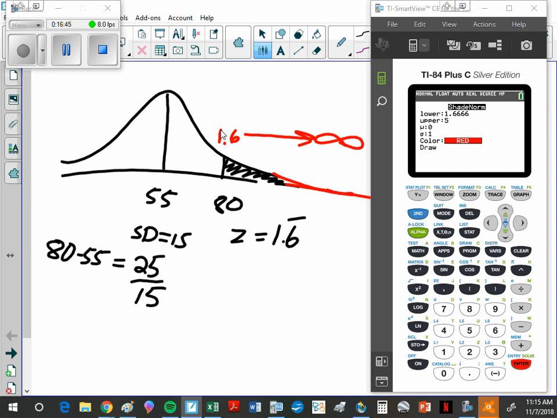So, well, let me push this. Oh, my window's really weird, but whatever. Oh, I better fix that so you guys can see it. So zoom recall, and then I need to redo my shade norm. And I get 0.047. So I'm going to say 4.8%.